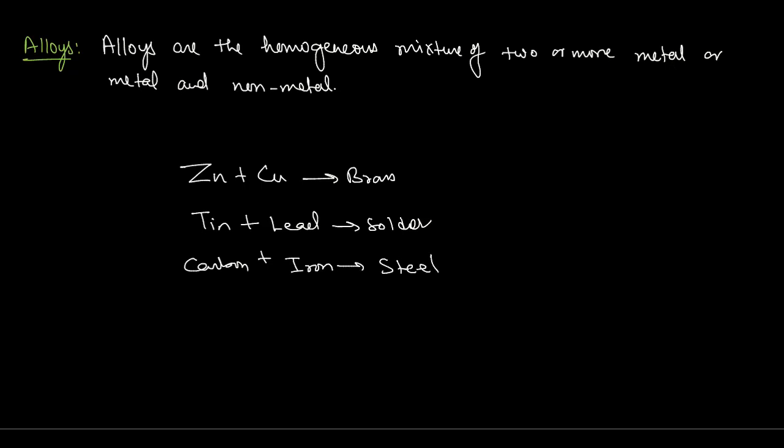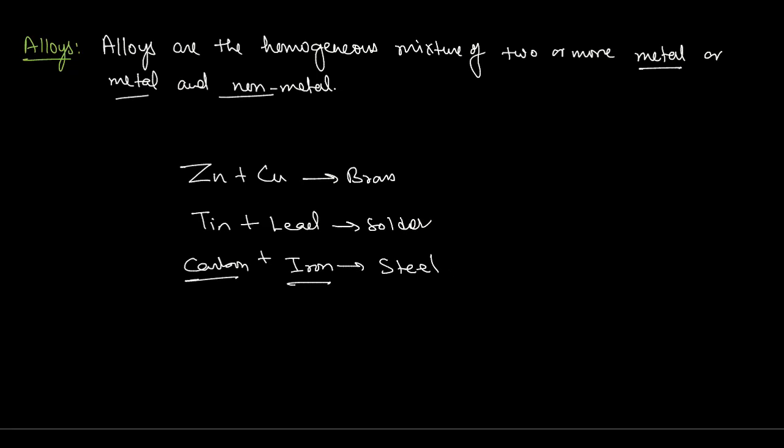Here carbon is a non-metal and iron is a metal, so it's an example of a metal and non-metal. Alloys are made of two or more metals, or a metal and a non-metal. The example of a metal and non-metal is steel, where carbon is added to iron.